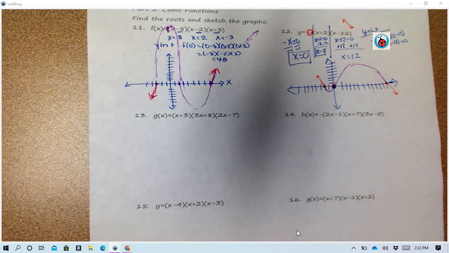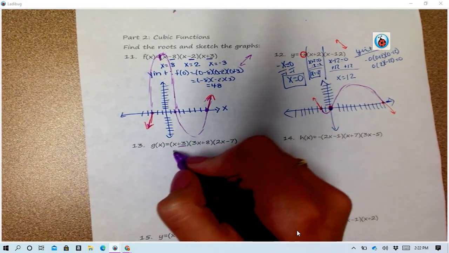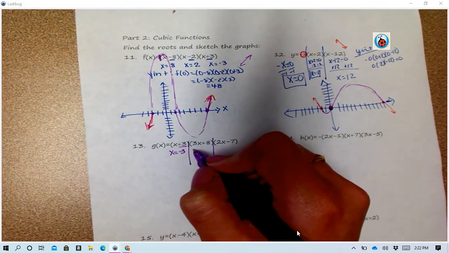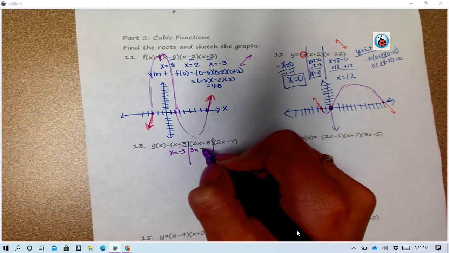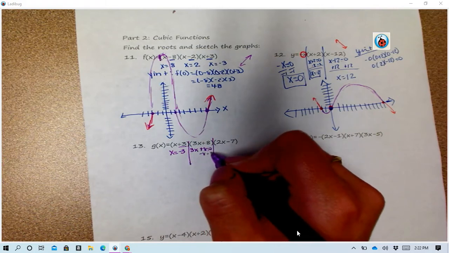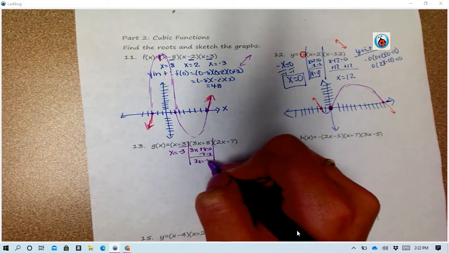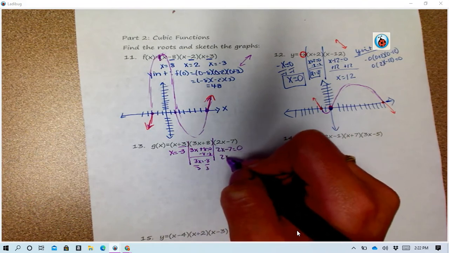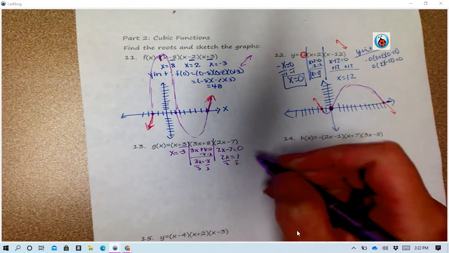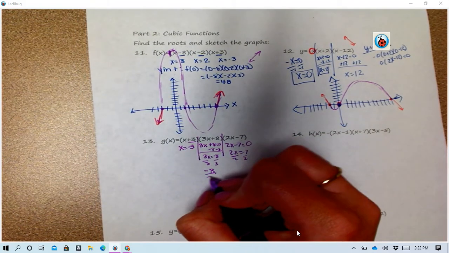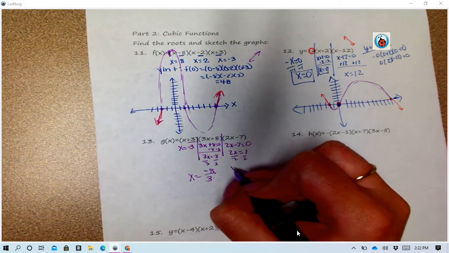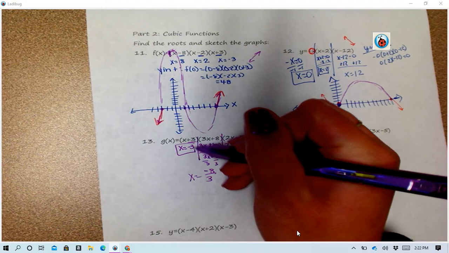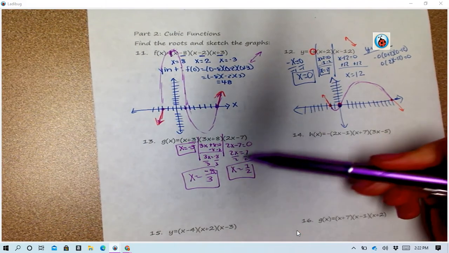Okay, so for 13, using the shortcut, the opposite of a positive 3 is a -3. And then here, we would have to set these equal to 0. We're going to get 3x equals -8, divided by 3. 2x minus 7 equals 0. 2x equals 7. Divide by 2. So we get -8 thirds and +7 halves. And I'm not going to sketch the graph for this one because they are fractions.